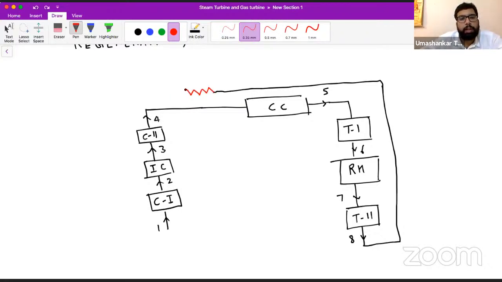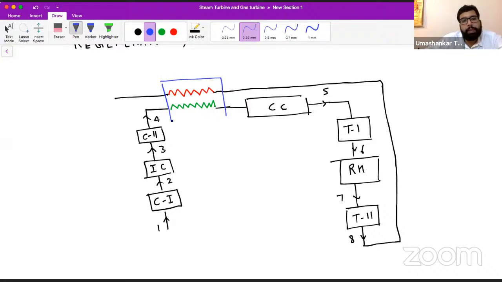So the high temperature exhaust gas exiting from the turbine goes to the regenerator, and provides its heat energy to the entering air before the combustion chamber. So this way we can increase the efficiency. So this is the regenerator.